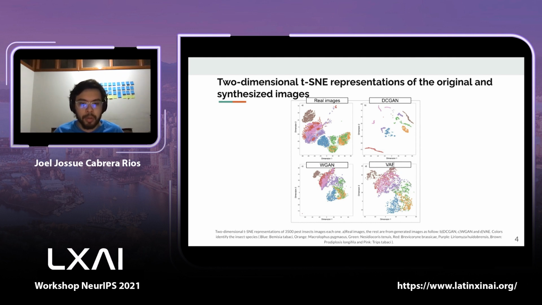generated with those models. The conditional DCGAN model seems to have had difficulty learning the variety of the images in most species, since it tends to produce very similar images for each species. This problem is known as mode collapse.